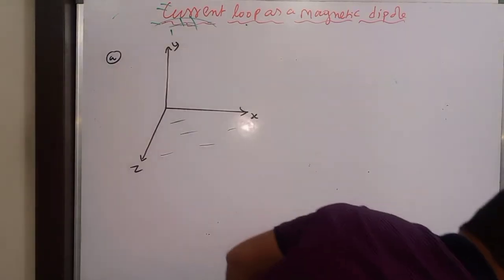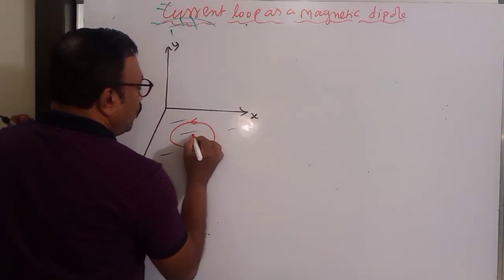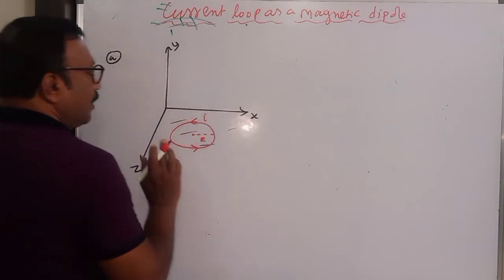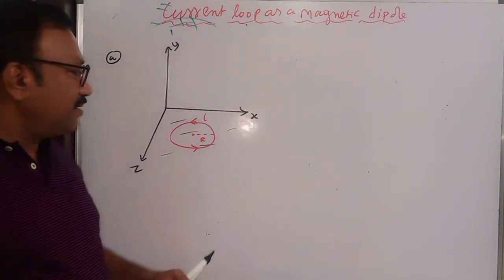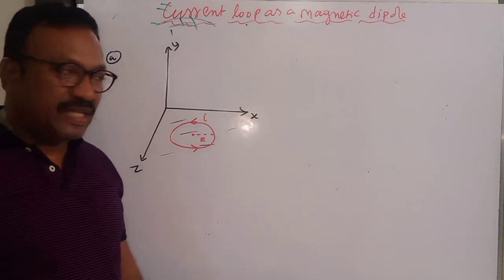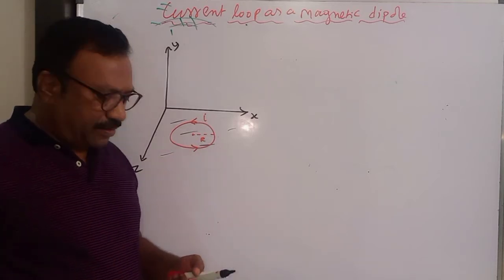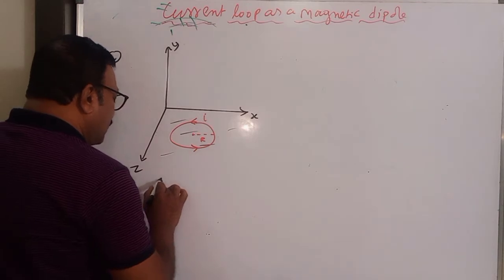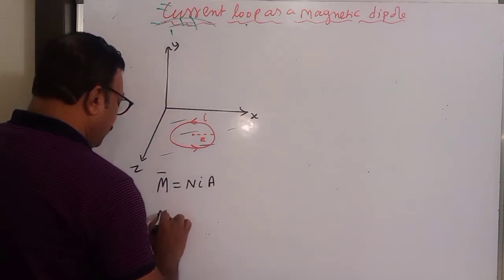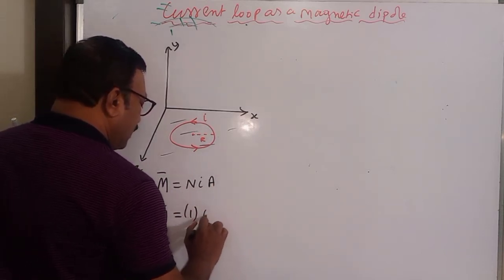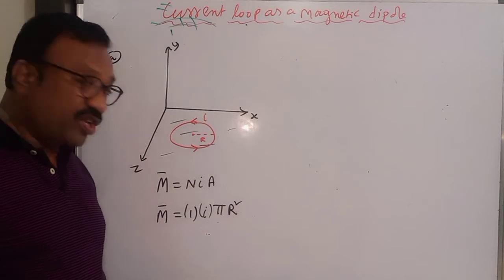So I am taking one circular conductor here, whose radius is r, current is I. Find the magnetic dipole moment. We have already decided it behaves like a magnet, so it will have a dipole moment. That is given by N into I into A. N is 1, because you have taken only one turn. So the magnetic moment of this is N I A, where N is 1, current is I, area is pi r squared. But it's a vector. Its direction must be given.